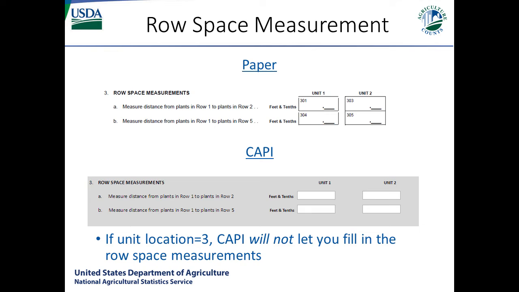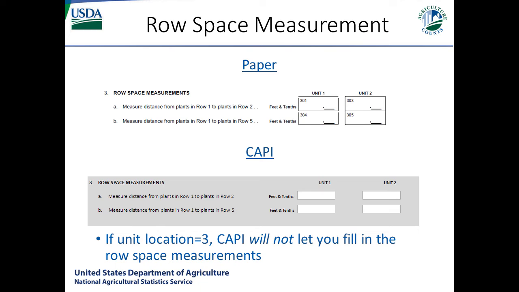Let's also assume that the field is very uniform where the unit is and that each row is 15 inches apart from its neighboring row. Please see that the row space measurements, item 3 on the Form B, must be entered in feet and tenths. So, since 15 divided by 12 equals 1.25, the number for item 3A is 1.3. 1.25 rounds to 1.3. And the number for item 3B is 5.0. 60 divided by 12 equals 5.0. The 60 comes from 4 15-inch spaces.